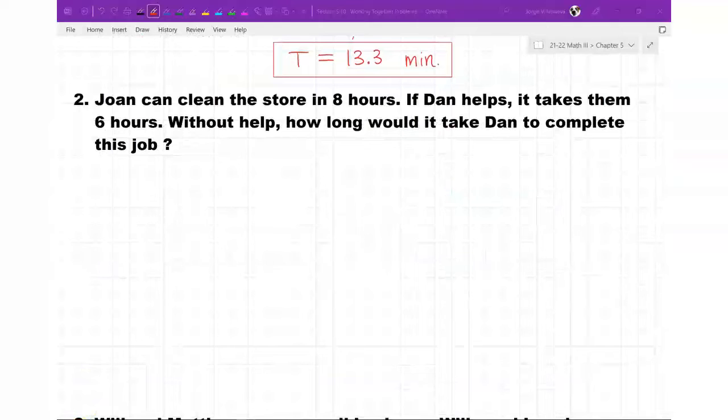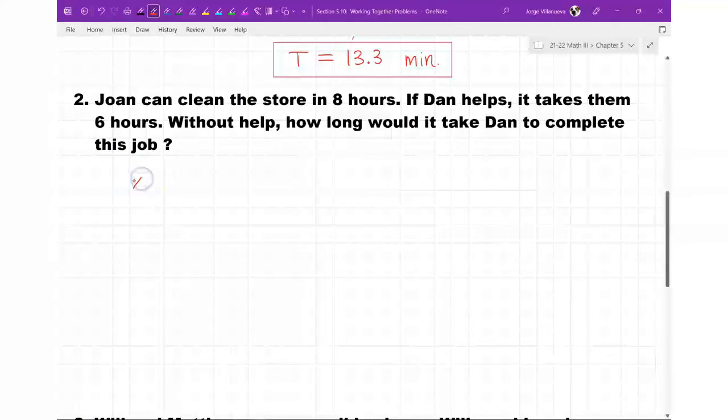All right, so in this problem, they say Joan can clean the store in 8 hours. So let's just call Joan X, right? First one out of the gate, so 8 hours. If Dan helps, it takes them 6 hours. Them, not just Dan, but both, right? 6 hours. That means T is 6 hours. So I don't know what Y is. It says without help, how long would it take Dan to complete his job? So I'm looking for X or Y, whatever you decide. I'm just going to call it Y.